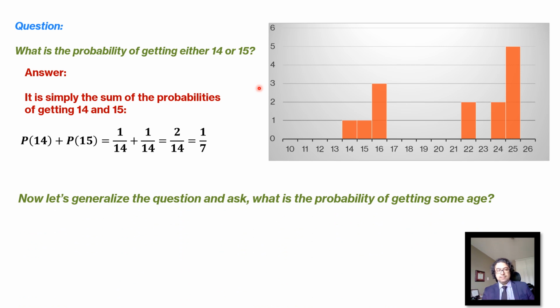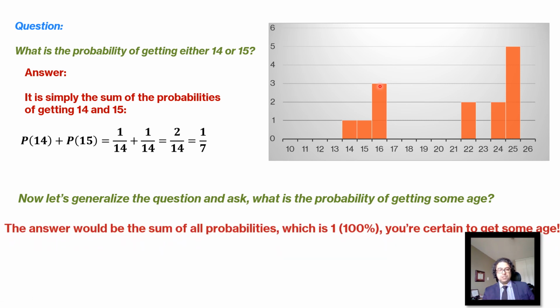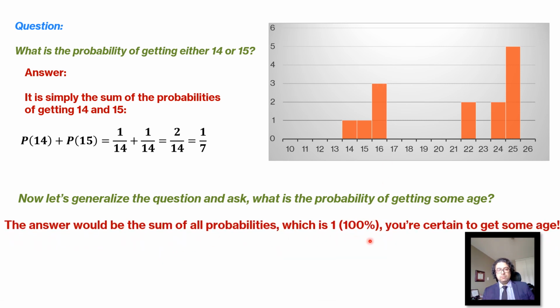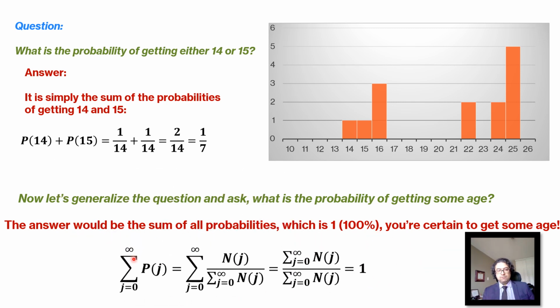Now let's generalize this question and ask, what is the probability of getting some age? Any age. As you may have guessed, that would be 100%, or 1, because students must have an age. It doesn't make sense to talk about a student that doesn't have an age. So if I pick a random student from this collection of students, I'm certain to get a specific age. So the answer would be the sum of all probabilities, which is 1 or 100%. So you're certain to get some age, and mathematically that would be shown by this equation here.